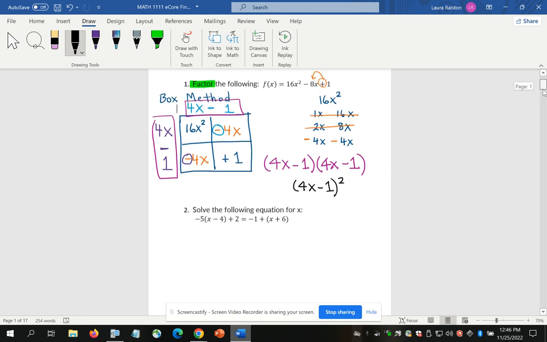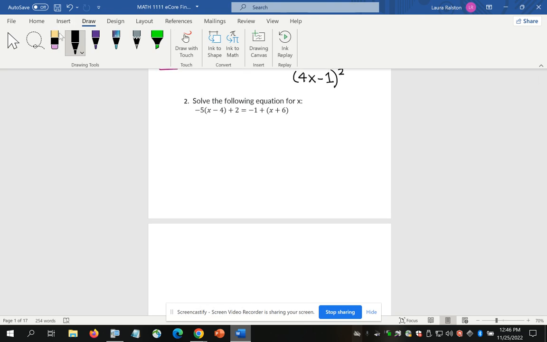The next question says, solve the following equation for x. So my goal is to solve the equation for x. The first thing I want to do is try to simplify everything by getting rid of the parentheses. So I'm going to go through the process and I'm going to distribute. And I'm doing that to eliminate the parentheses. So negative 5 times x is negative 5x. Negative 5 times negative 4 is positive 20. Plus 2 comes down. Equals comes down. Negative 1 comes down. Remember, there's an understood 1 here. So 1 times x is 1x. 1 times 6 is 6.